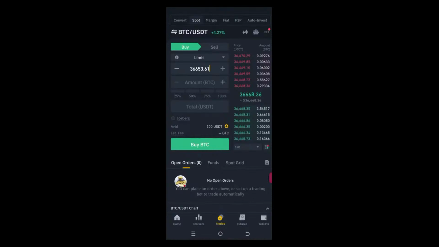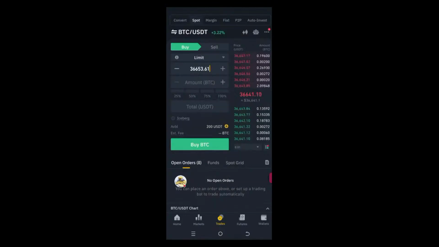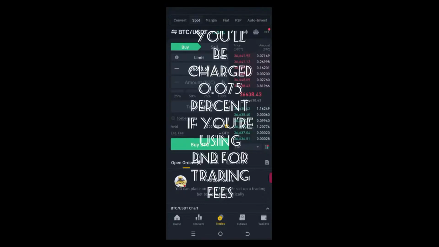So most times when you go to convert, you may not see these pairs, or you may not see these pairs appear the way they appear in spot trading. Now, of course, you should realize that in the spot trading section here, you're going to be charged 0.1% on any trade. And if you're using BNB as your trading fees, you will be charged less, like 25% less. You'll be charged 0.075, something like that.